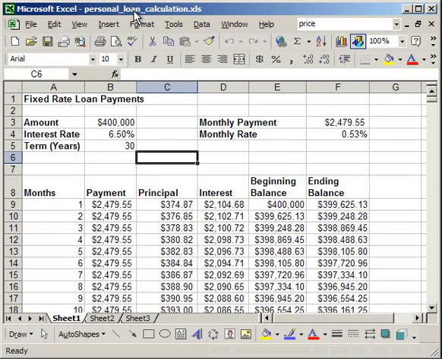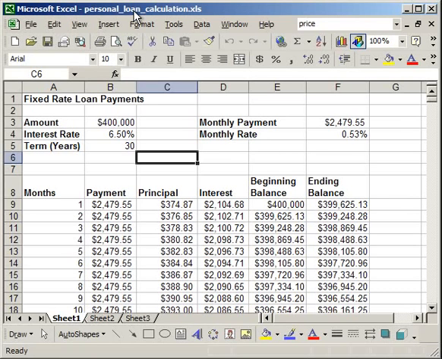In this tutorial, I'm going to show you how to make a fixed rate loan payment calculator. So basically, just how to use an Excel spreadsheet to calculate your payments on a loan, and then to figure out of that payment how much you're paying for the principal, how much for the interest, and how much you have left on the loan.